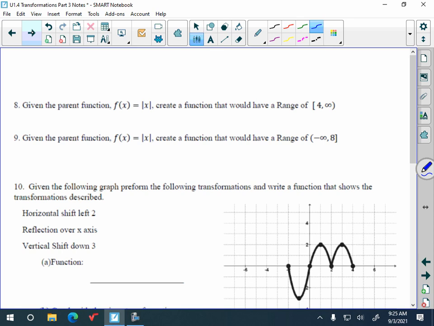So if we sketch this out real quick, this is just the parent function. We know it's right there. The two rays, the vertex of the absolute value, meet at the origin. So given this, what's the range of the parent function? What would the range be? 0 to infinity. Good.